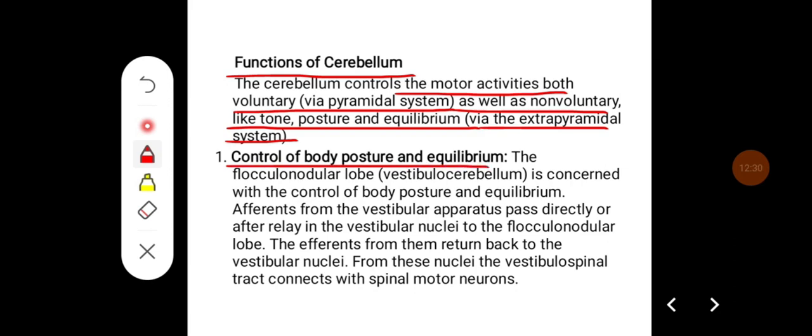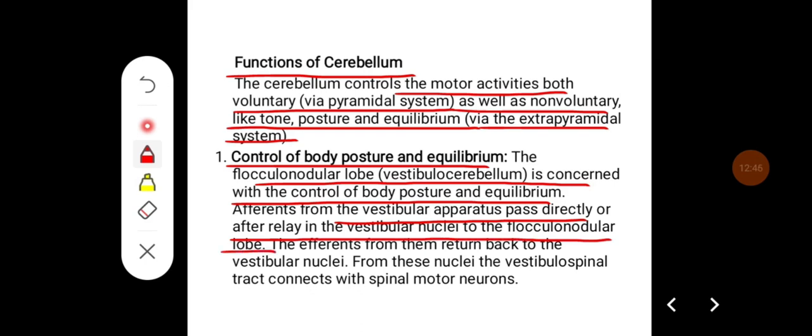Control of body posture and equilibrium. The flocculonodular lobe, that is vestibulocerebellum, is concerned with the control of body posture and equilibrium. Afferents from vestibular apparatus pass directly or after a relay in the vestibular nuclei to the flocculonodular lobe. The efferents from them return back to the vestibular nuclei. From these nuclei, the vestibulospinal tract connects with the spinal motor neurons.